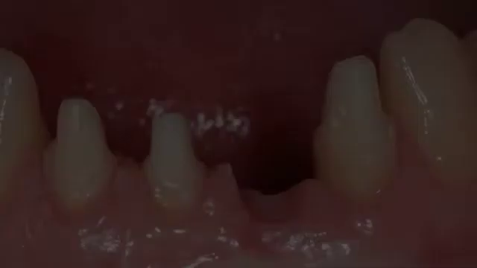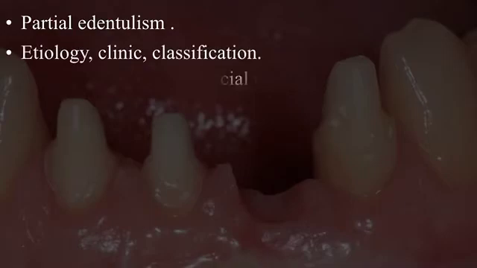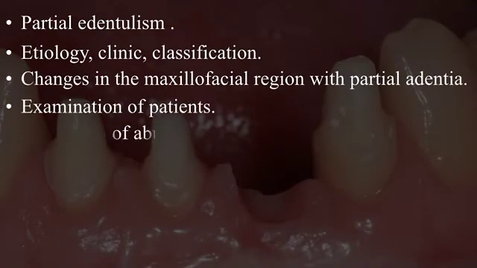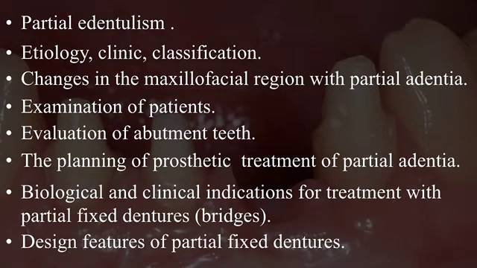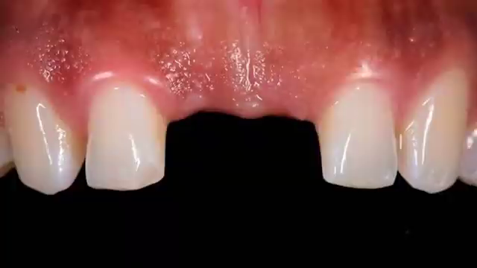Today we're going to talk about partial edentulism: etiology, clinical classification, changes in the maxillofacial region with partial edentia, examination of patients, evaluation of abutment teeth, the planning of prosthetic treatment of partial edentia, biological and clinical indications for treatment with partial fixed dentures, and design features of partial fixed dentures.